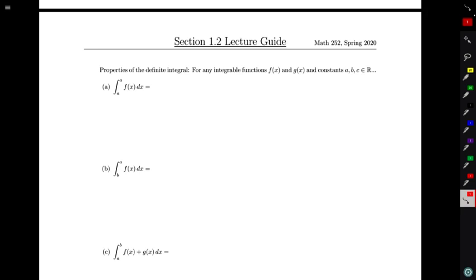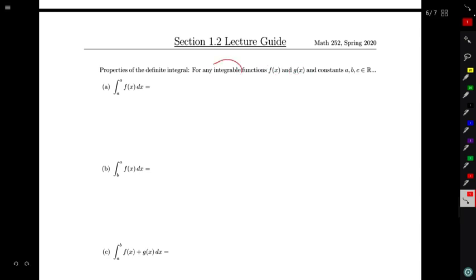All right, in our final video for section 1.2, we're going to talk about some of the different properties of the definite integral, and we're going to talk a little bit about why they're true, and we're going to use them in an example. So we're going to start by thinking about some integrable functions, f of x and g of x.